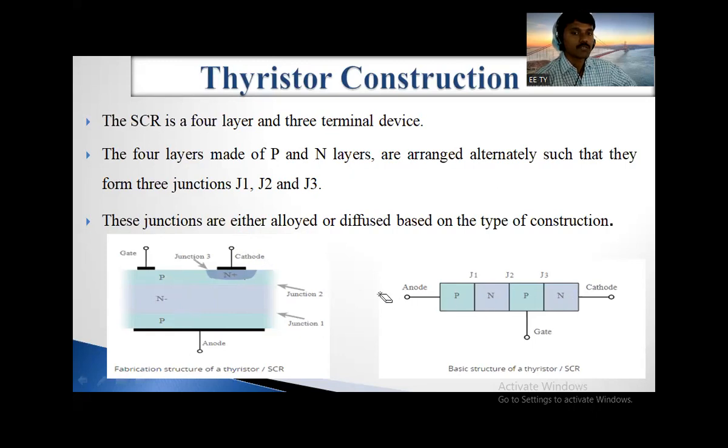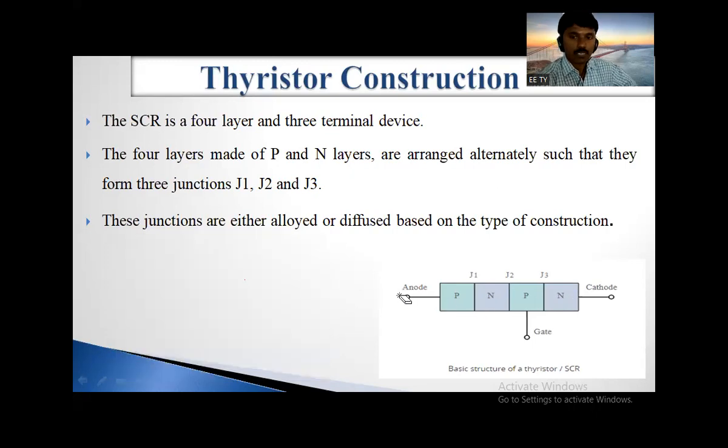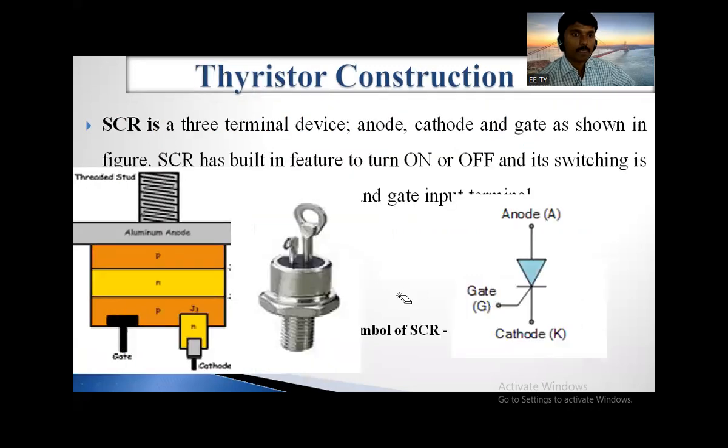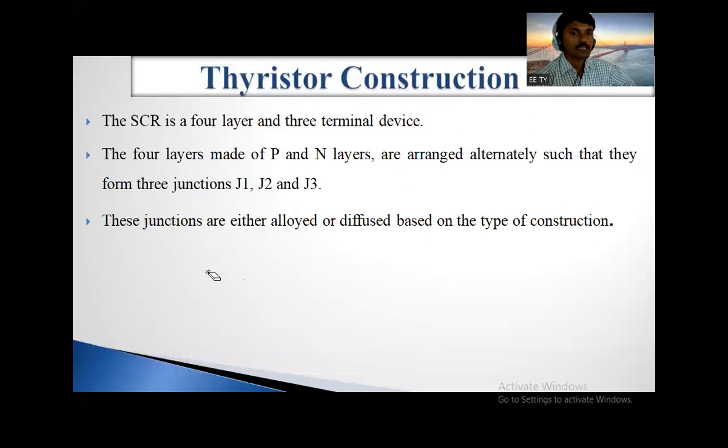Okay, next one, I can show you one more figure of this. You can also draw it like this. Clear? So the gate terminal is provided here, the cathode terminal is this one, and the anode terminal is like this. You can also represent it like this.